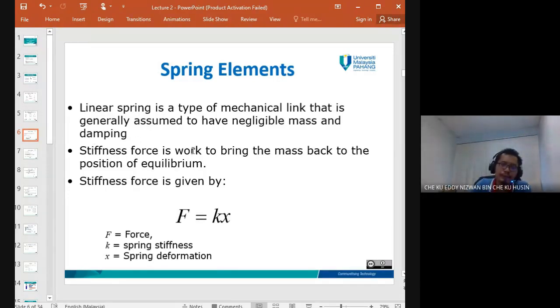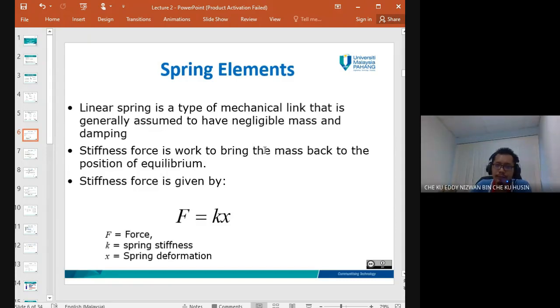Okay, and the stiffness force is what brings the mass back to the equilibrium position, which is based on Hooke's law. So F equals Kx. Force equals stiffness times spring deformation or deflection of the object. Stiffness has units of Newton per meter.